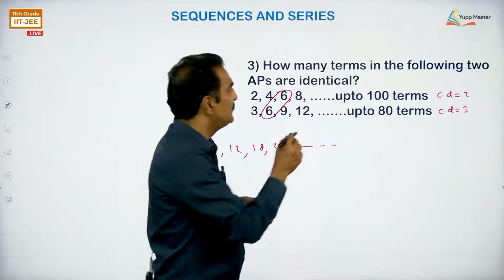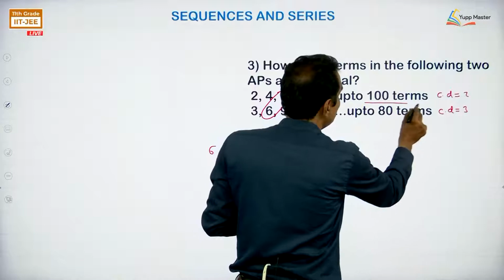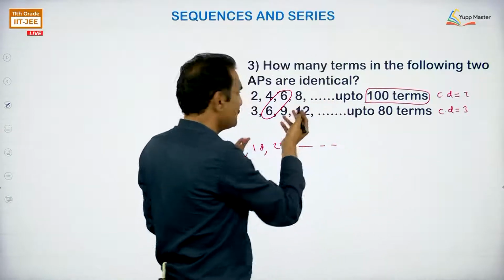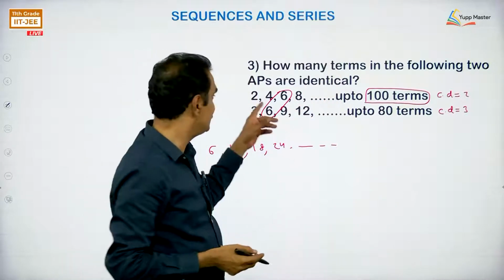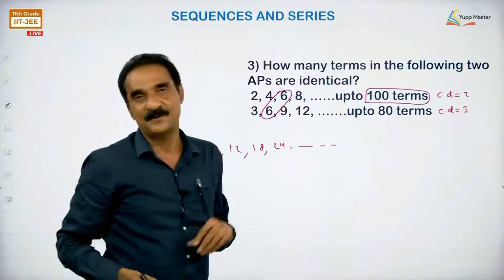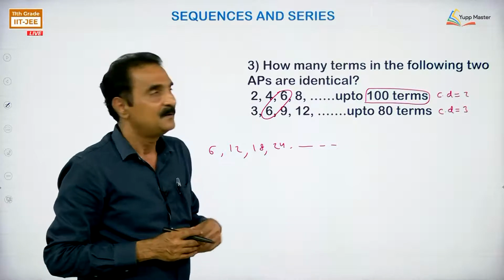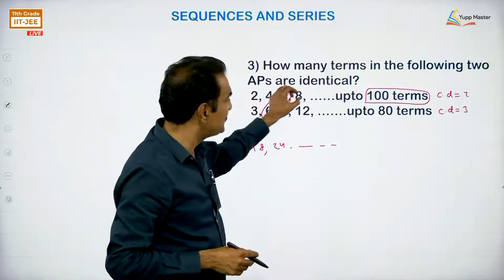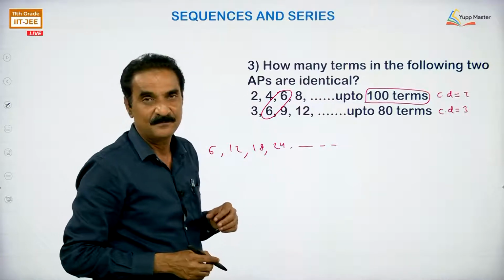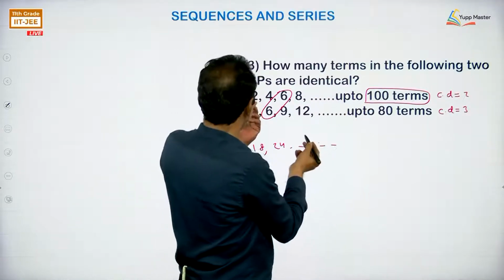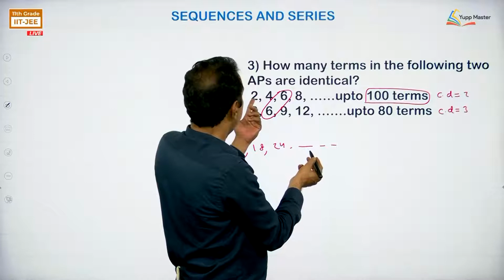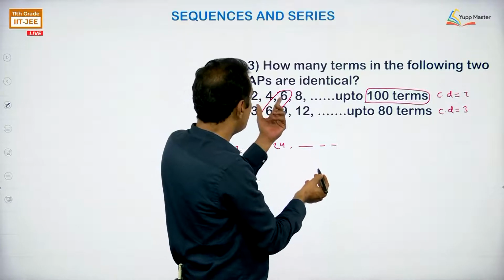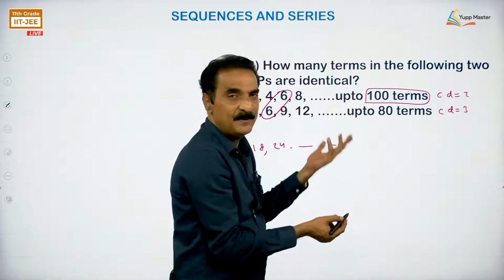Now, what is the last term in the first series? Actually, we cannot call it a series because it is just a list of numbers, not a sum. What is the number of terms in the first progression? 100th term you can easily calculate. First term is 2, second term is 4, third term is 6. So, 100th term will be 200.